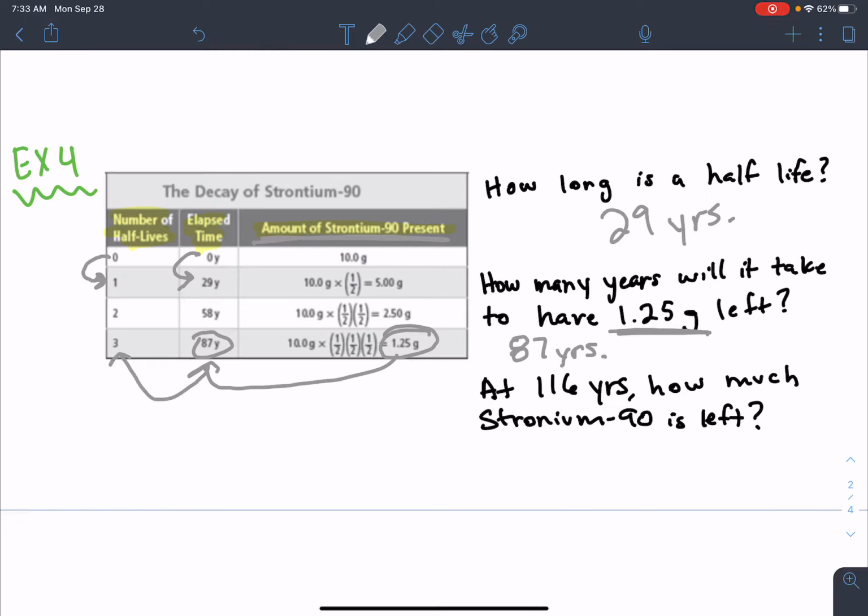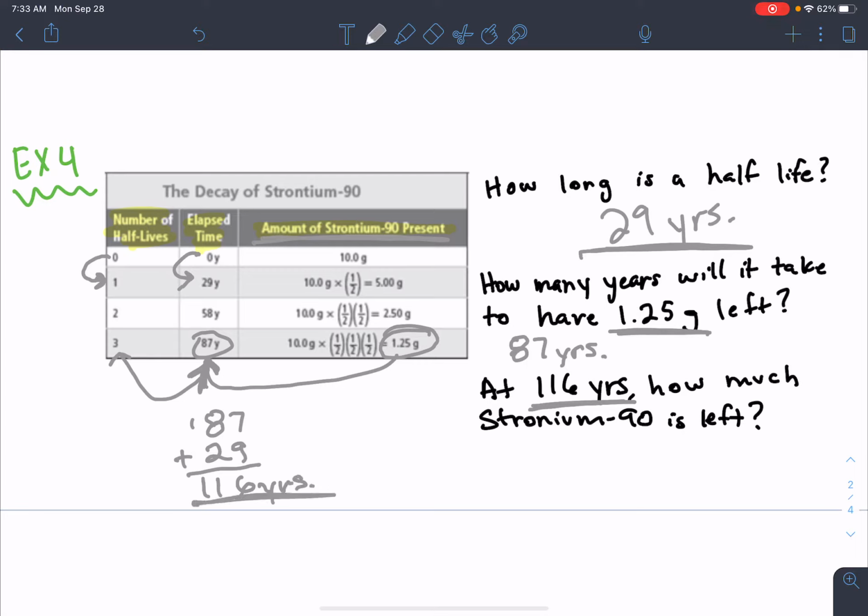Alright, so this one is saying at 116 years, how much strontium-90 is left. So if we take 87 years, which is our last half-life right here that we just been using, and we know that 29 years is our amount of half-life, so we add 29 to this. You'll see that this is actually 116 years. So we know if it's 116 years, that's exactly at 4 half-lives. So at 4 half-lives is 116 years, so we need to figure out what amount is left.